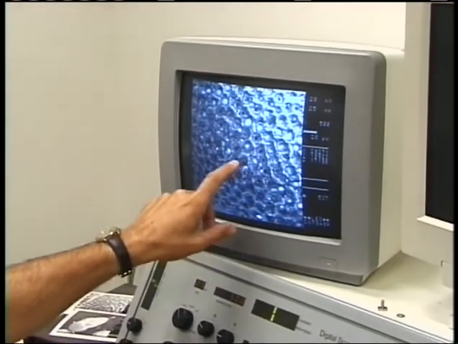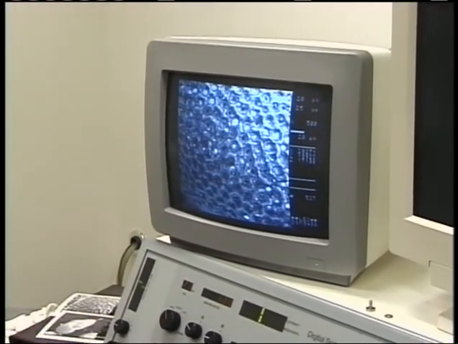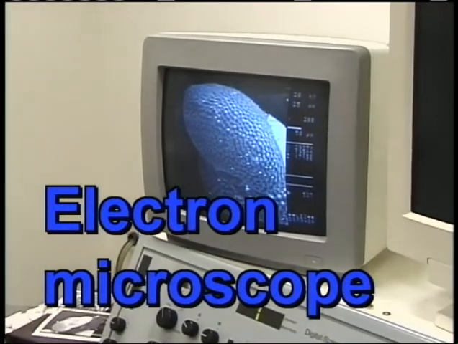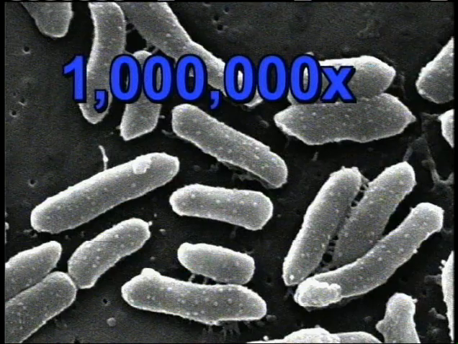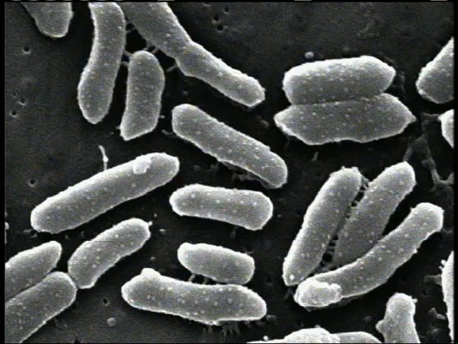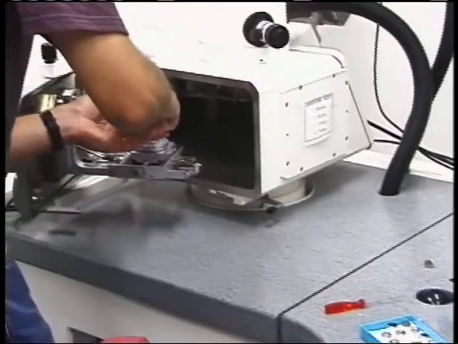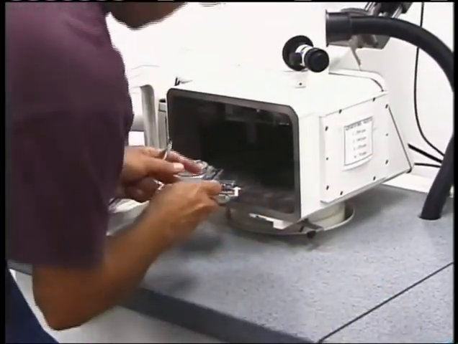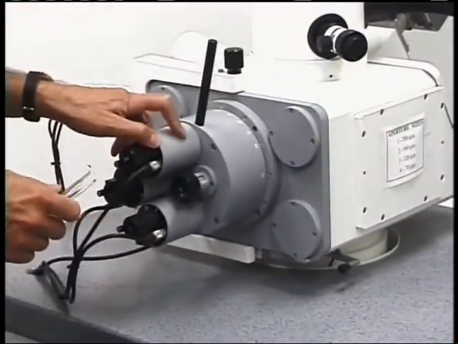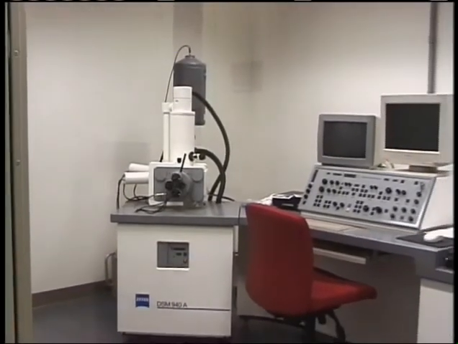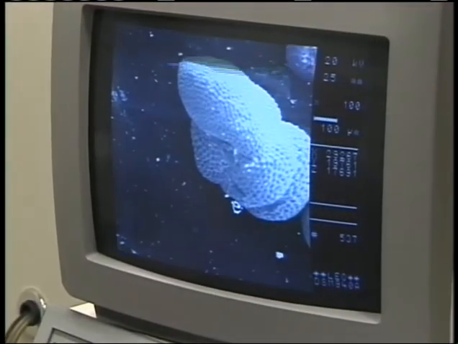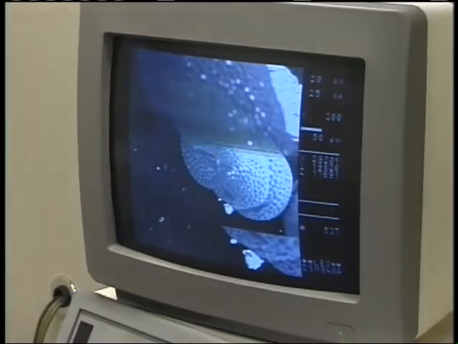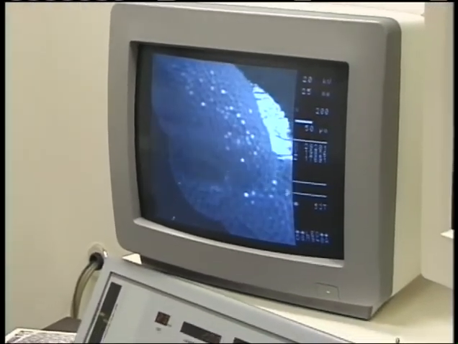Objects that are too small to be seen with a compound light microscope can only be viewed with an electron microscope, which has the ability to magnify images up to 1,000,000 times their original size. Rather than using lenses to bend light, electron microscopes use magnetic fields to bend beams of electrons. This electron microscope is called a scanning electron microscope. Scanning electron microscopes are used to study the outside of objects.